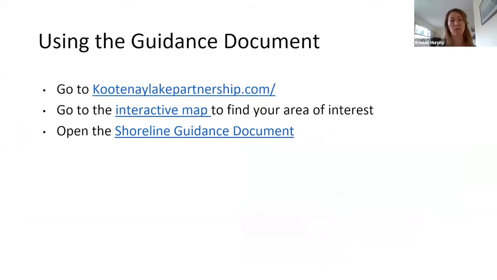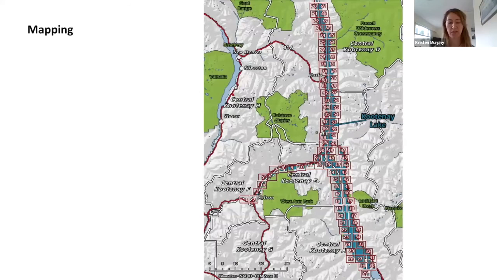So we're going to click on the interactive map, which is going to give you an overview of Kootenay Lake. Every one of these squares is a map sheet or a segment. So the easiest way to find your way around this tool is to type in a specific address.